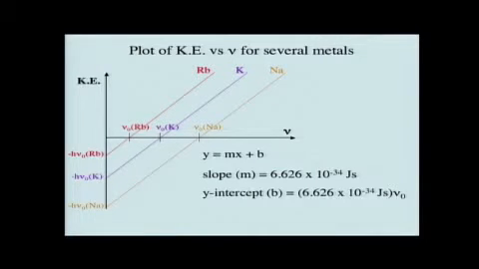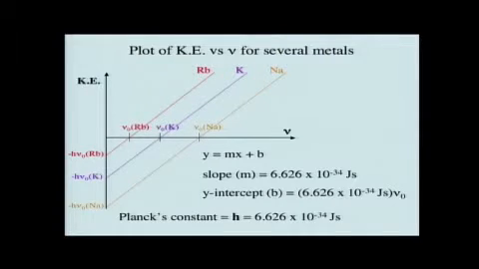And he also found that the y-intercept for each one of these metals was equal to basically this number here, which was the slope times the minimum frequency required of each specific metal. So that's the threshold frequency. And he actually knew that this number had popped up before, and a lot of you are familiar with this number also, and this is Planck's constant.